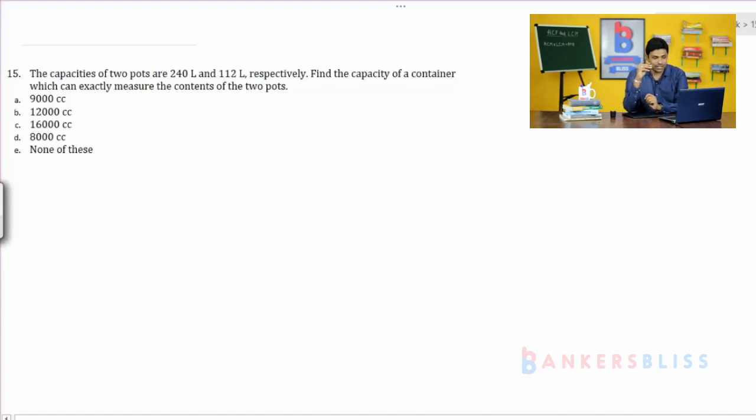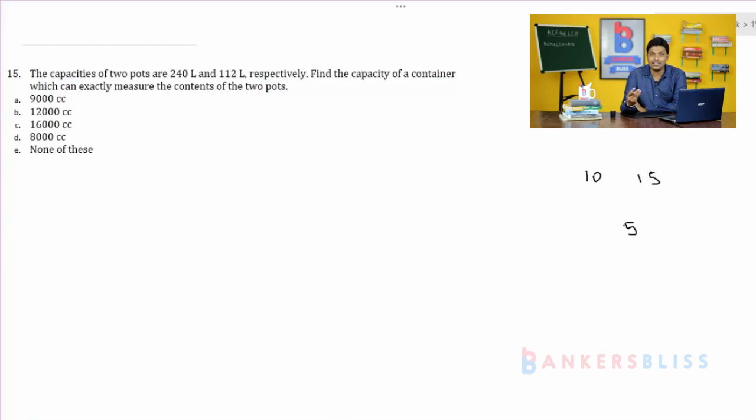So you should get a container in such a way that it exactly measures the capacity of the two pots. See here, the 10 liters is the capacity of the one pot. So the HCF of 10 and 15 is 5. So 5 liters is going to exactly measure 10 liters. So 5 twos are 10. So 2 times you have to use that can. 15 liters is exactly divisible by 5, 5 threes are 15. So 3 times you have to use that can to measure the second pot capacity.